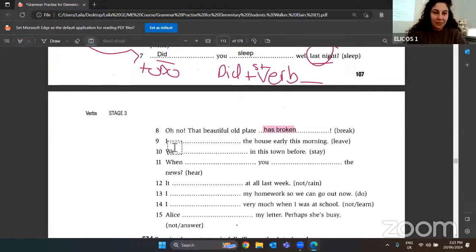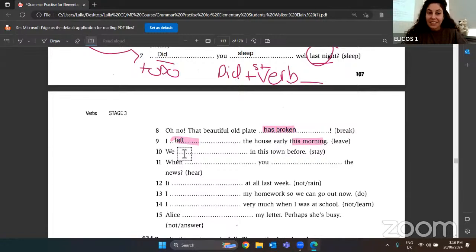Number 9. I left the house early this morning. Yes, so past simple because we've got the time. Teacher, if the sentence is past simple, it's no have or no has? No, it's correct. Yes, it doesn't have the verb to have. It just has subject, verb, past verb. No have or has, that's only in your present perfect.